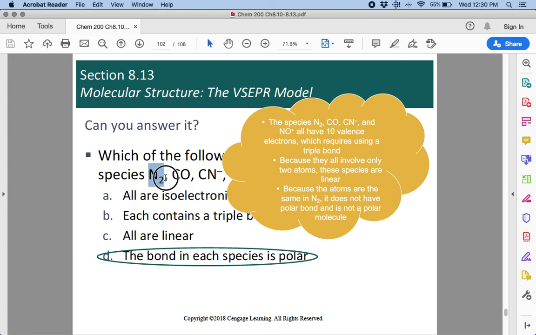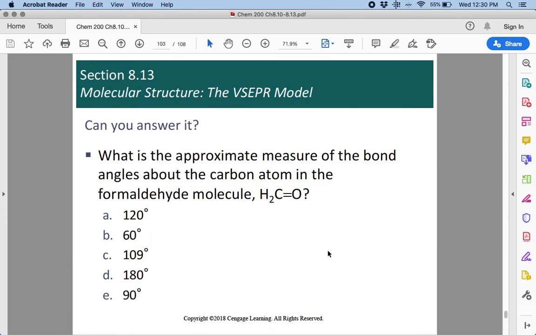But is each of the species polar? N2, nitrogen is a relatively electronegative atom. However, it's bound to itself. We know that whenever we have an atom that is bound to itself, it will never be a polar molecule, and it will never be a polar bond.